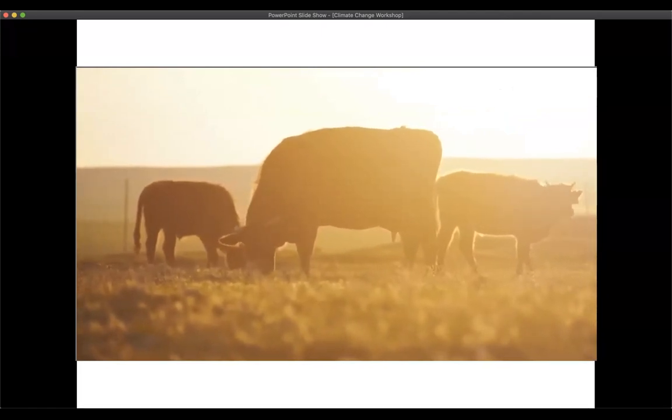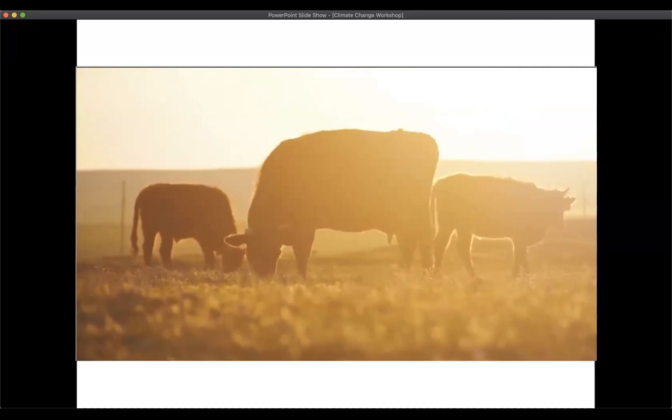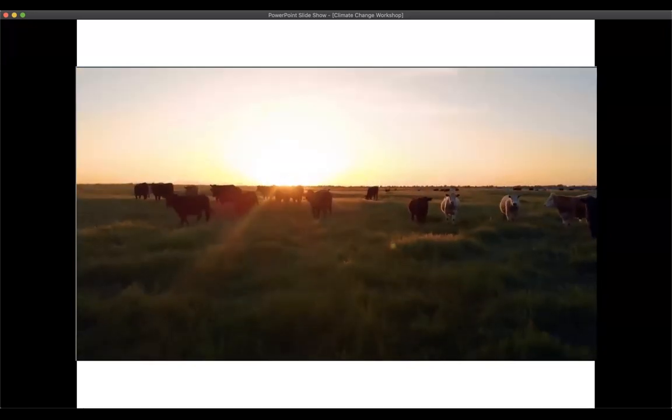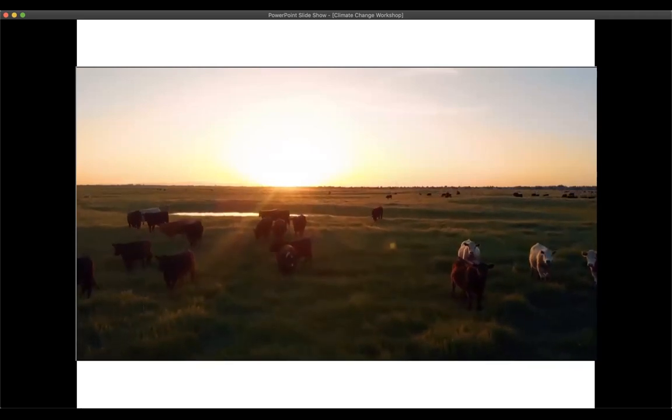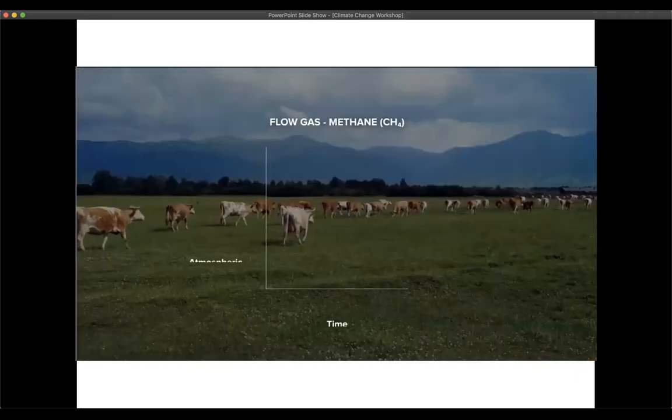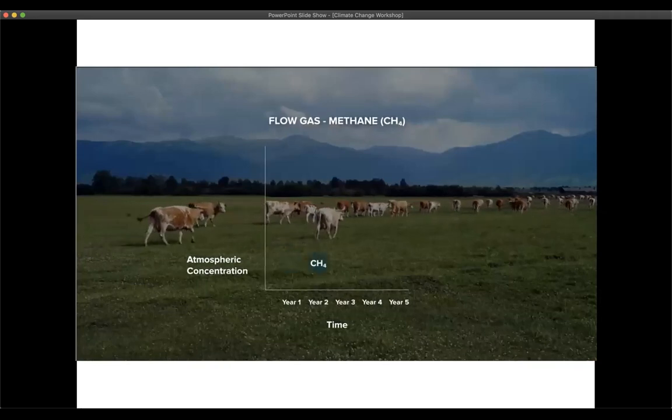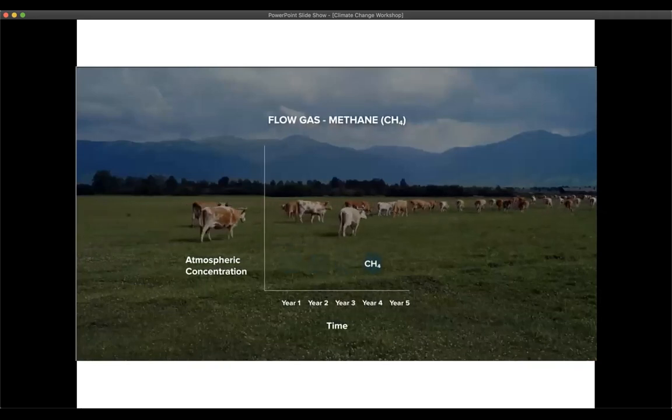If we were to keep our herd size constant, then the amount of methane produced by our livestock and the amount of methane destroyed would balance each other out, meaning no additional carbon added to the atmosphere, and that means no additional warming. Methane from cattle is considered a flow gas because as it is emitted, it is destroyed.